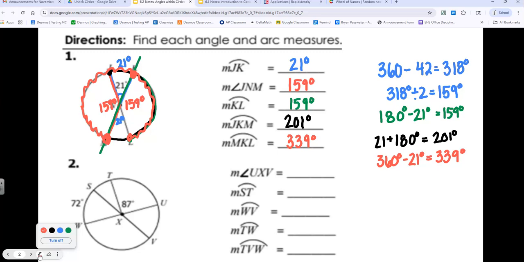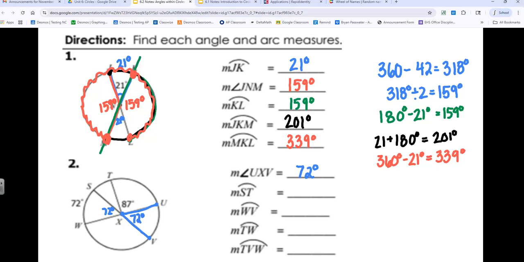All right. We got UXV, right here. Okay. UXV. Cannon, what'd you get? UXV, that first one, the angle. 72 is correct. Because if this arc is 72, this angle is 72, which makes this angle also 72. Vertical angles there.